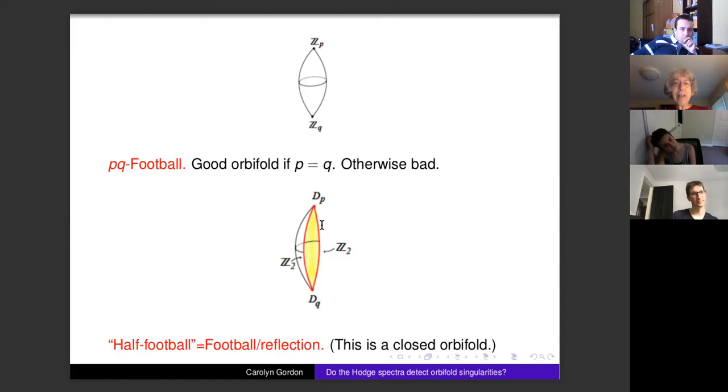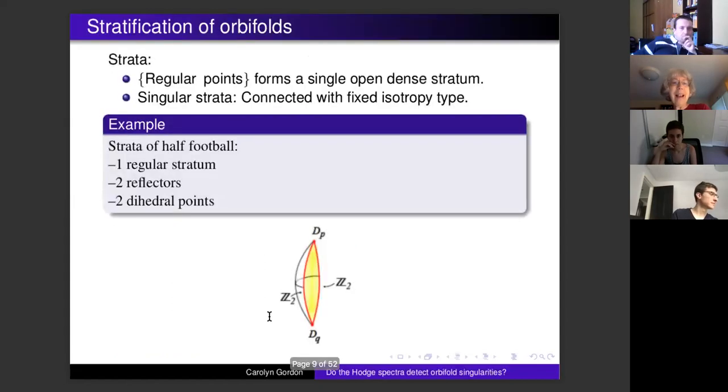If we further quotient out the football by reflection through the plane passing through the two cone points, we get kind of a half football. It appears to have boundary, but it's actually closed as an orbifold. The red edges are not boundary edges, but they're part of the singular set because they're fixed points of a group action. They're called reflector edges. So this is a closed orbifold.